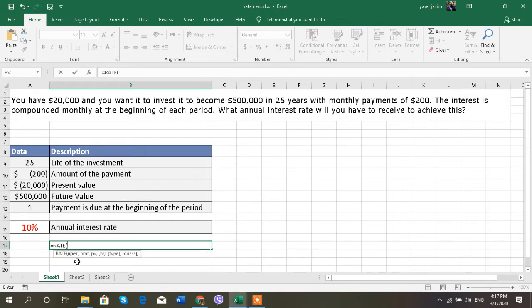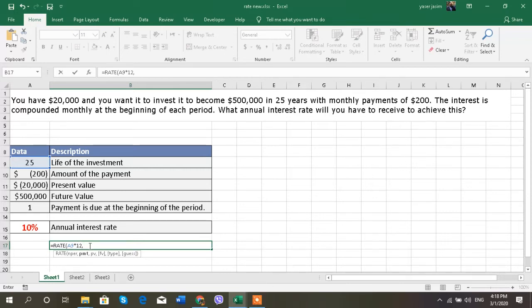And what do we have in rate? Number of periods is the life of investment, 25 years. To convert it to months, because our payments and installments are monthly, what do I need to do? Multiply by 12. This is optional. This 12 is optional. If you see year and month, they are not even. You need to multiply it by 12 to make them both in months. If both of them are in months, you don't need to multiply by 12 here.